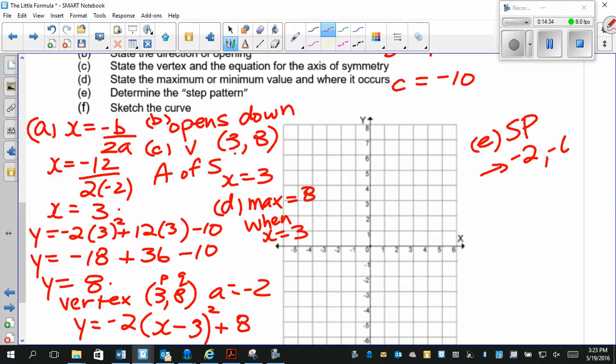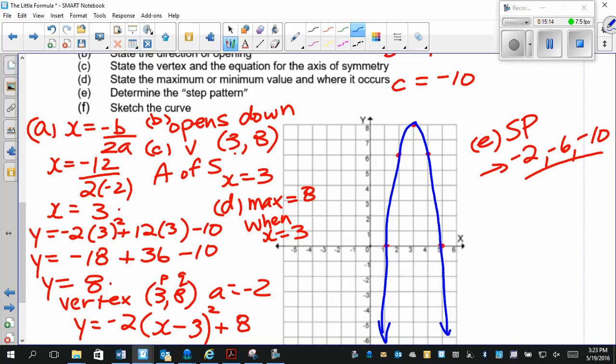So I'm going to plot my vertex. I'm going to go over to 3 and up to 8, and then I count my step pattern from there. So over 1, down 2, over 1, down 6, over 1, down 10. So we don't need to put that one on there. It's going to be off the graph. I'll do my points on the other side of the vertex here. So my points are there and there. And then I can draw my parabola through those points and put my arrowheads on there.